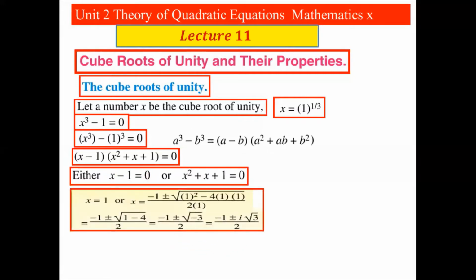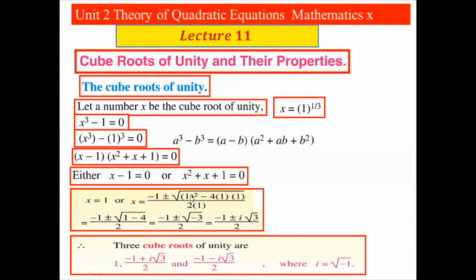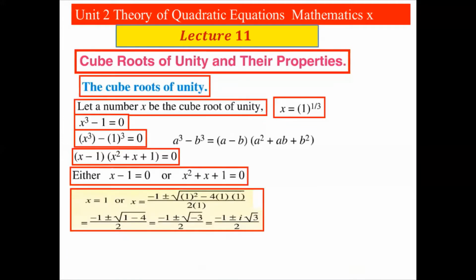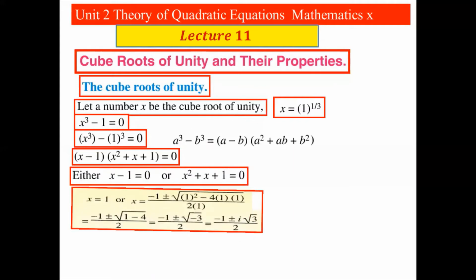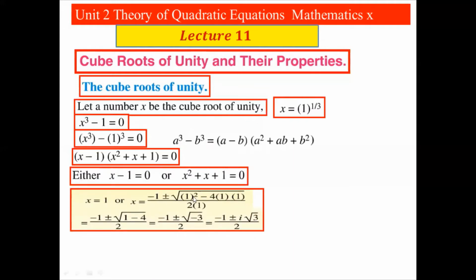By using the quadratic formula, we can write this as x is equal to minus 1 plus minus square root of 1 square minus 4ac, where a is 1 and c is 1, divided by 2a, here a is 1. Now we can simplify this: square of 1 is 1, and 4 times 1 times 1 is 4. So 1 minus 4 can be written as minus 3.